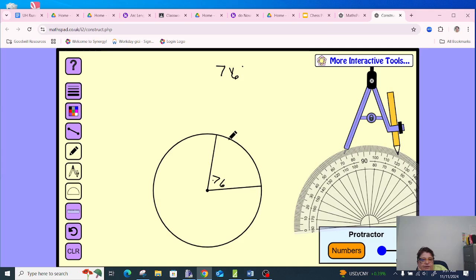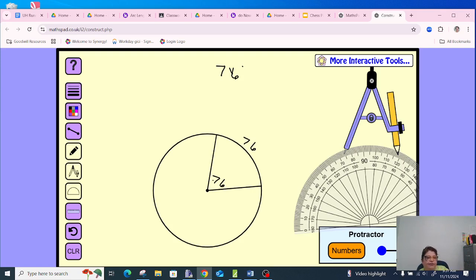So this arc here would be the exact same measure. Will everybody agree with that? That's what it stated in our theorem, that the central angle and the arc it intersects would have the same degree, because it's all based upon the circle being 360, right?